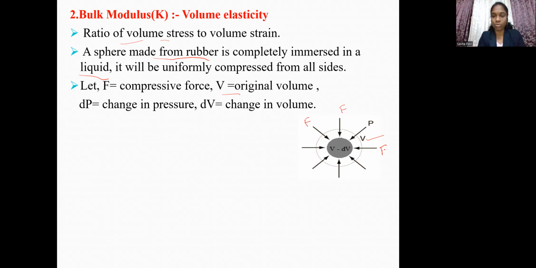Then here we can see that due to this force exerted by liquid, that means compressive force, that sphere gets uniformly compressed from all sides. So this is the compressed sphere. Compressed means its volume is going to decrease. So let here dV be the decrease in volume or change in volume of the sphere.